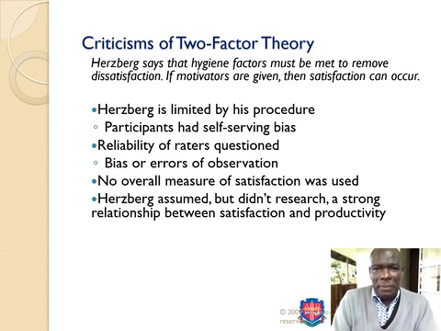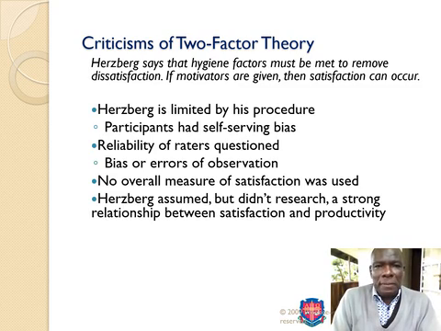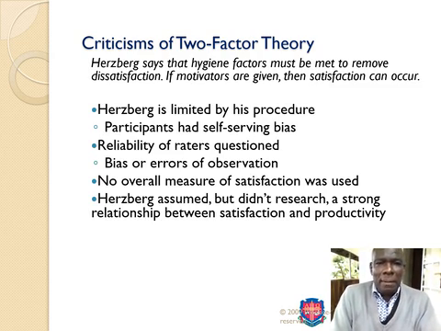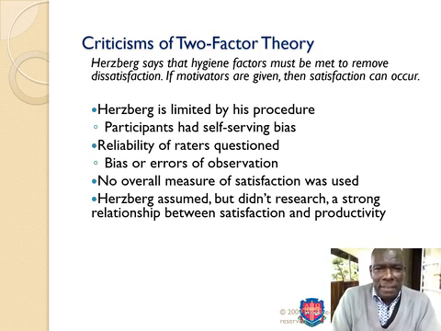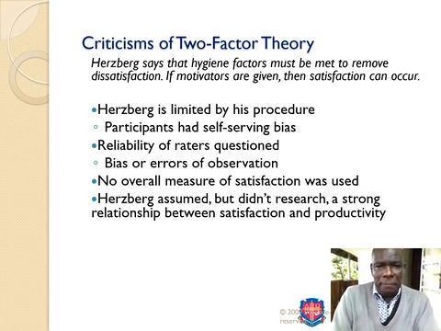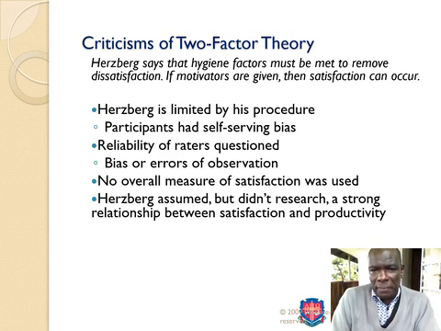But of course, there are criticisms to that two-factor theory. Herzberg says that hygiene factors must be met to remove dissatisfaction. If motivators are given, then satisfaction can occur. But the criticism is that Herzberg is limited by his procedure, that the participants had self-serving bias, that the reliability of raters was questioned, and that there were bias and errors of observation. And also that no overall measure of satisfaction was used. So these are the criticisms of Herzberg.